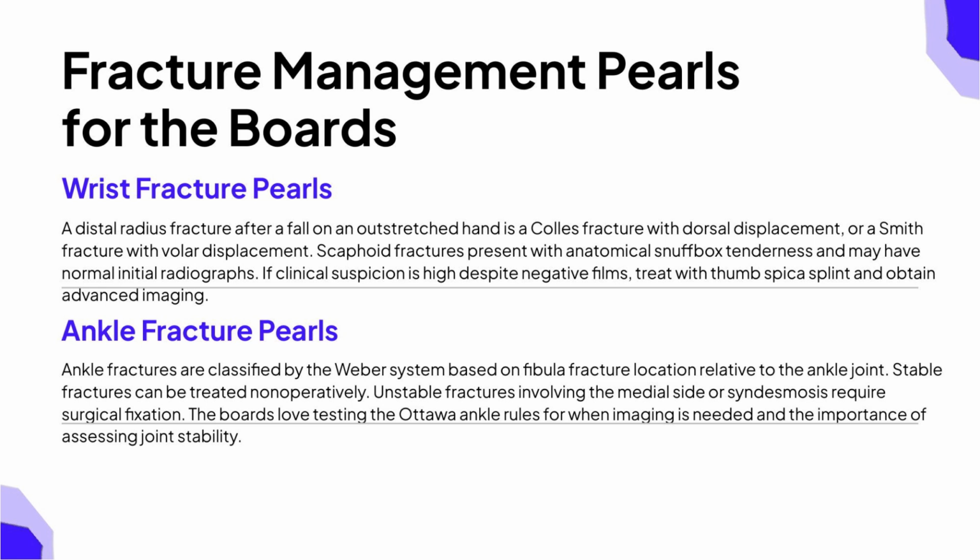For ankle fractures, know the Weber classification system. The key concept the boards test is stability. Stable fractures with an intact medial side can be managed without surgery. Unstable fractures involving the medial malleolus or the syndesmosis require surgical fixation. Also know the Ottawa Ankle Rules, which tell you when imaging is indicated after an ankle injury.